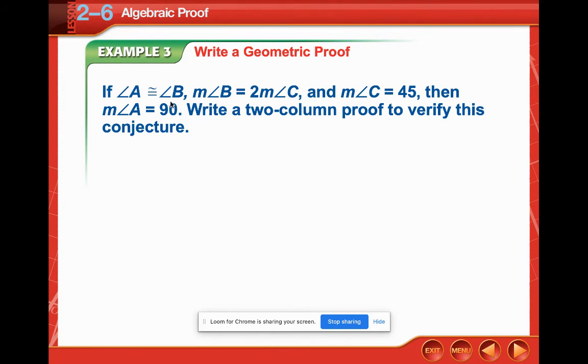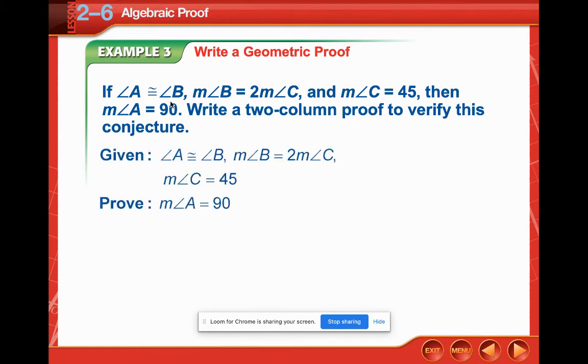Write a geometric proof. If angle A is congruent to angle B, the measure of angle B equals 2 times the measure of angle C, and the measure of angle C equals 45, then the measure of angle A equals 90. Write a 2-column proof to verify this conjecture. Let's begin. You're given all the information, and you've got to prove the measure of angle A is 90. This is pretty normal in geometry, where you're given multiple statements. There are about 3 different pieces of information, and you can use it all to help you be successful.